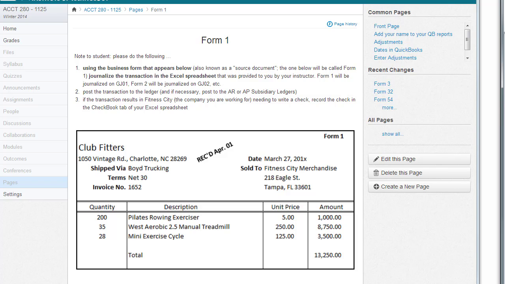So what is going on in Form 1? What is Fitness City doing? Well, here's Fitness City. It looks like they were sold to. So it looks like Fitness City is buying these items at the bottom of the form. And since they are wholesale sellers of fitness equipment, this will be their inventory that they hope to resell later. Now let's go take a look at Form 2 and see what's going on.